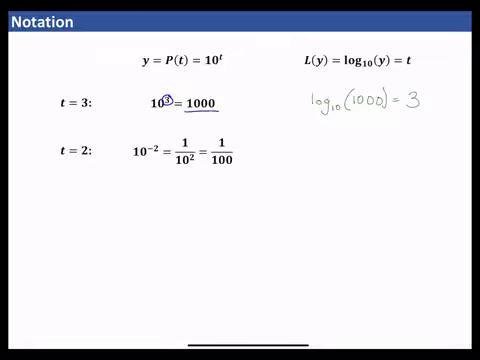Similarly, when t equals negative 2, we know 1 over 100 is 10 to the power of negative 2. In the notation of logarithms, we can write log base 10 of 1 over 100 equals negative 2, which is saying negative 2 is the power to which we raise 10 to get 1 over 100.